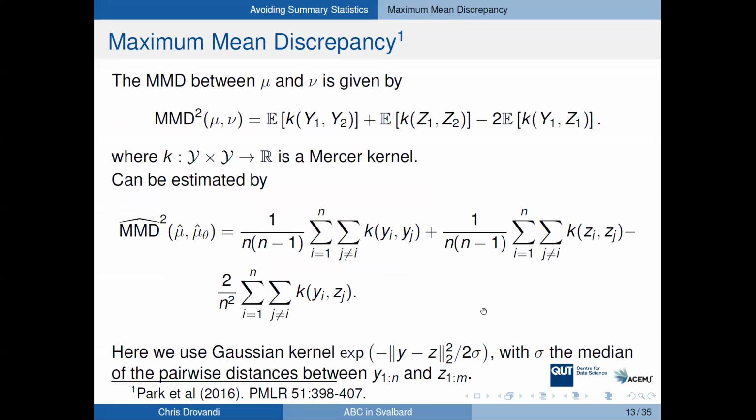The next one is the maximum mean discrepancy. It's actually quite similar to the previous one. The difference is that we have to choose some kind of kernel, and it seems the standard choice in the literature is a Gaussian kernel, with the standard deviation chosen in this particular way.